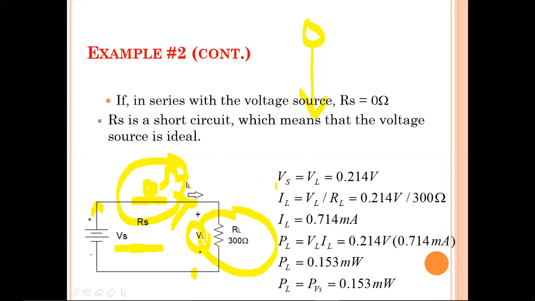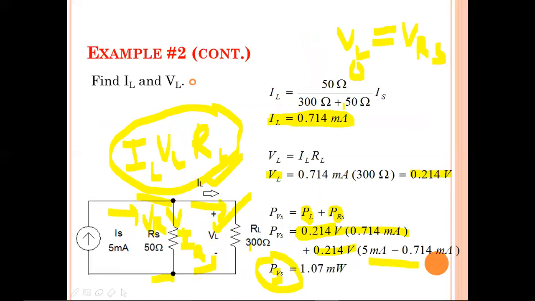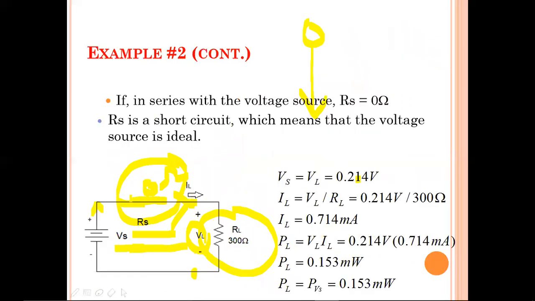Then VS and VL are both the same, because there is no drop in the internal resistance. That is the reason VS is equal to VL. For the finding of IL, the same 0 point, the same values you will get. Whatever you got in the previous IL and VS, you will get the same value, because my internal resistance is 0. That is the reason you will get the same value.